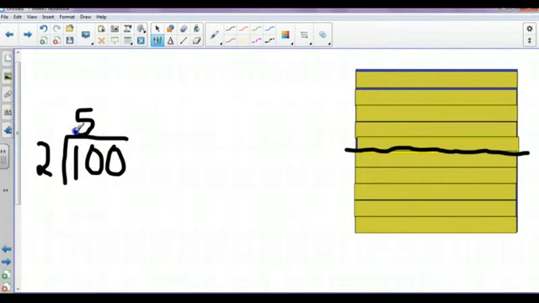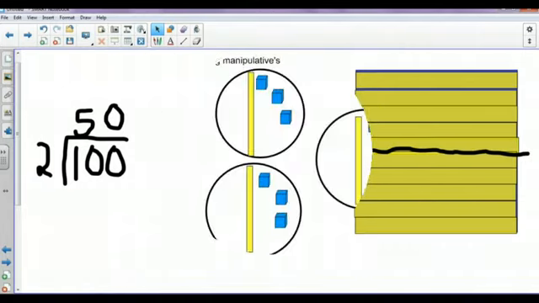Now we can't forget about the 0 that we dropped to do the first part, so we have to add it on at the end. 50. So 100 divided by 2 is 50, as we have over here. We have 5 10 blocks on each side. 10, 20, 30, 40, 50. And there's our answer.